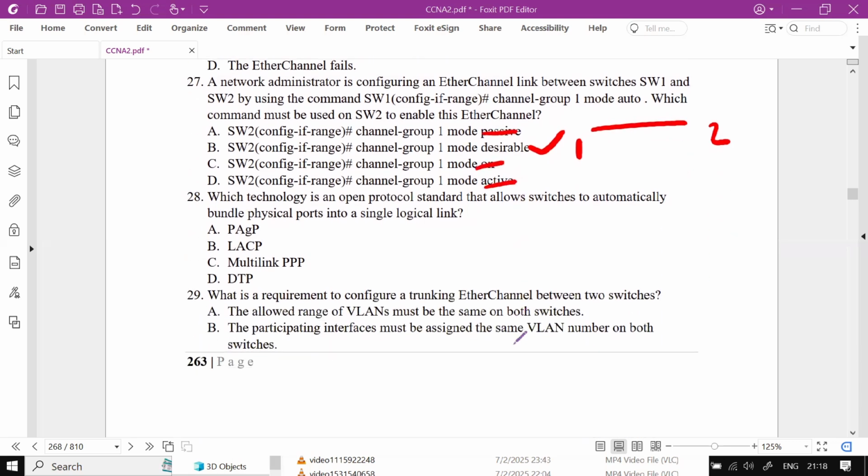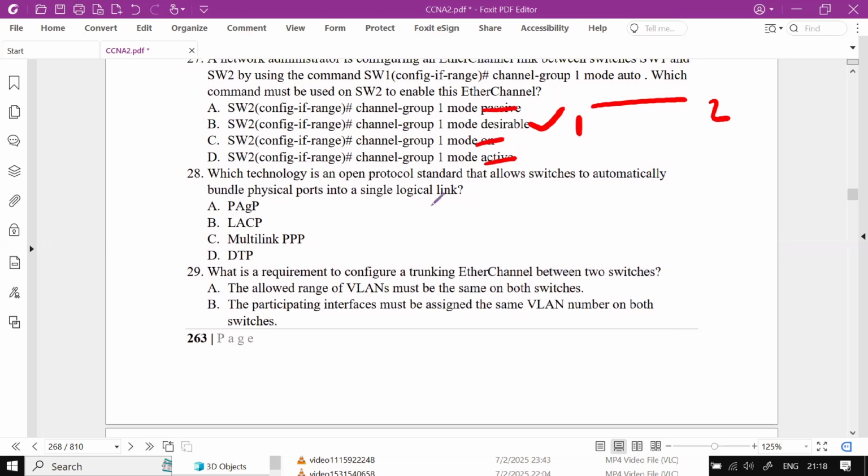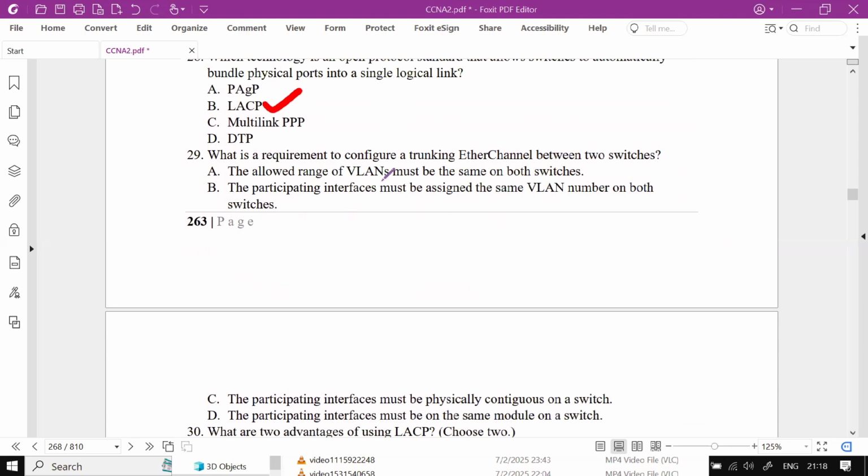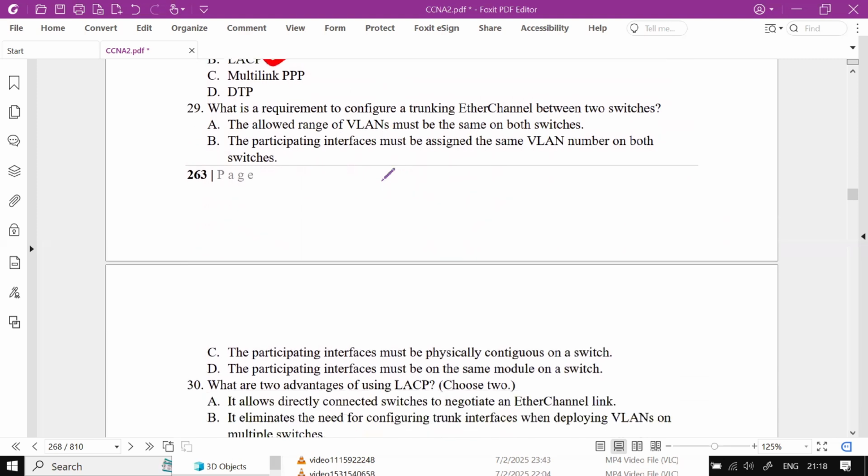Question 28. Which technology is an open protocol standard that allows switches to automatically bundle links? This one is an open protocol standard, PAgP is Cisco proprietary. Then we have: what is the requirement to configure a trunking EtherChannel between two switches? What is the required configuration?